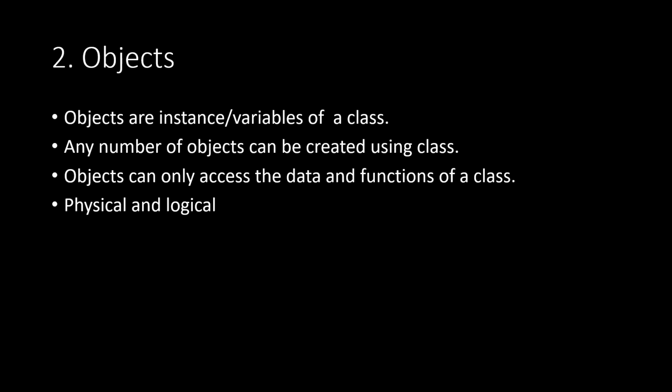These objects can access the data and functions of a class. Using these objects only we can call the functions defined inside the class. Objects are physical and logical. Physical in the sense that a pen is an object you can see. Logical means what all we can do using that pen: writing, scribbling, drawing. These are called logical activities. So we call this an object. This is the second concept.